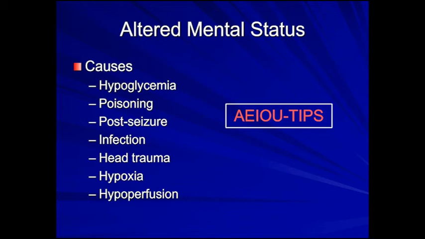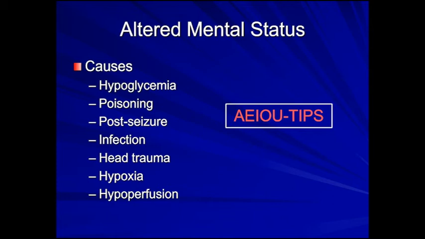The T is for trauma or maybe even a tumor. The I is for insulin. An easy way to remember that would be your hypoglycemic patient, the low blood sugar. P for psychosis, and then S for stroke. Again, it's a good thing to kind of consider.